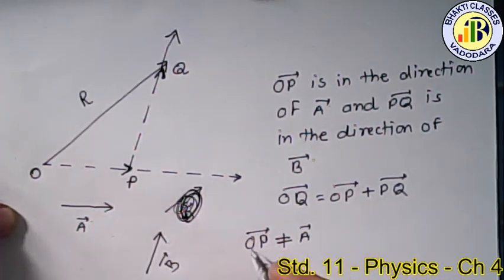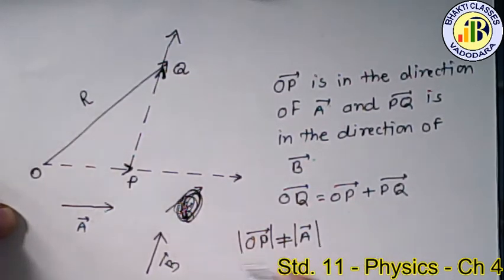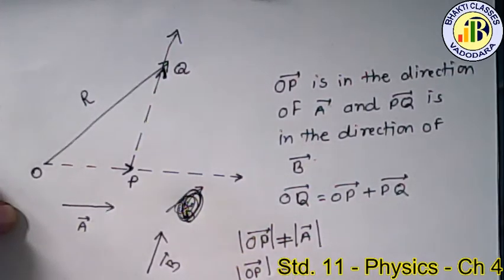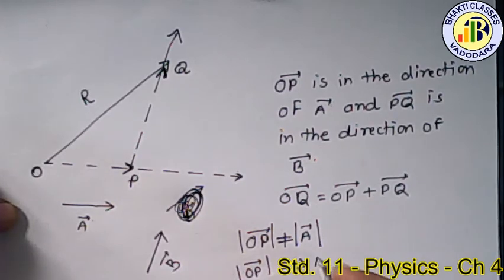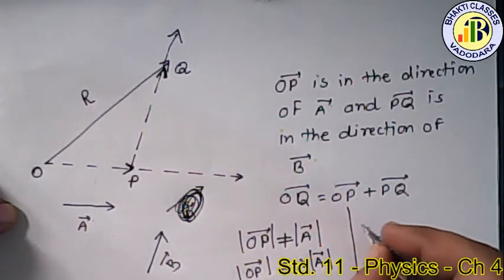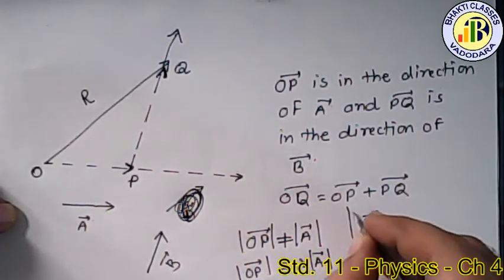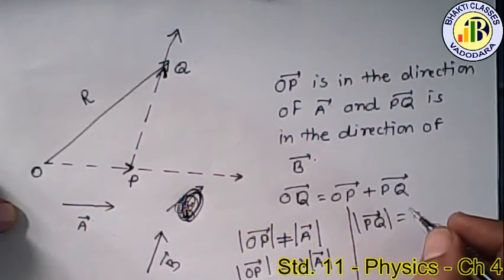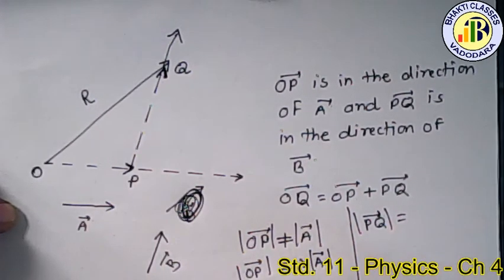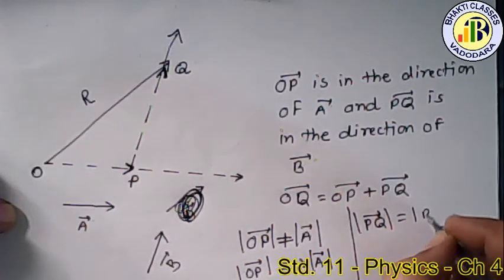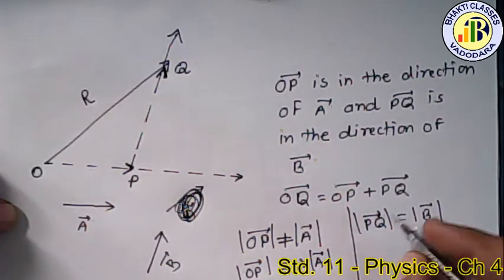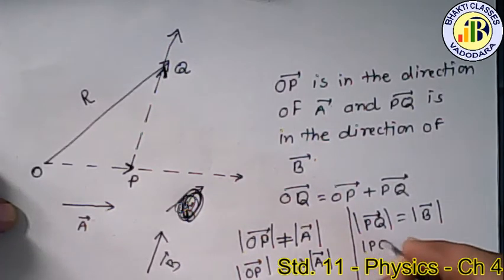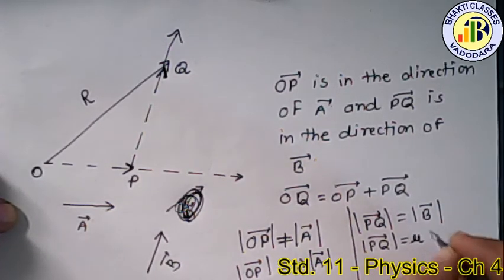क्यों? क्योंकि उनका मैग्नीट्यूड अलग अलग है. Magnitude of OP is not equal to magnitude of A. Rather we can write magnitude of OP is equal to some multiple of A, that is say lambda times A. Similarly here also, magnitude of vector PQ is not exactly equal to magnitude of B. ठीक है, that means the magnitude of PQ is some multiple mu of B.